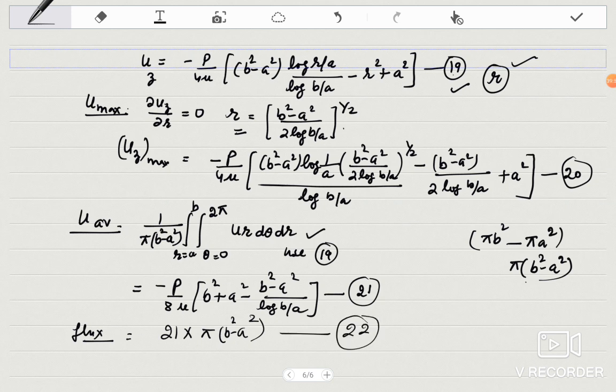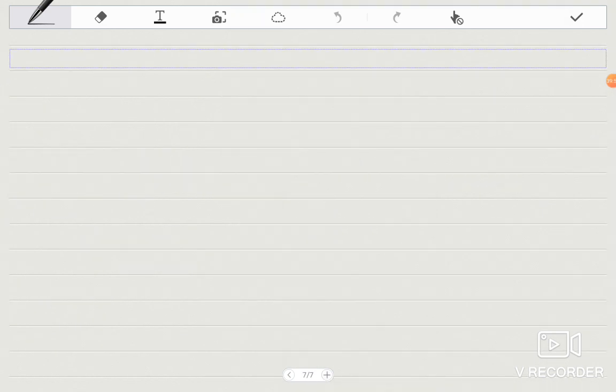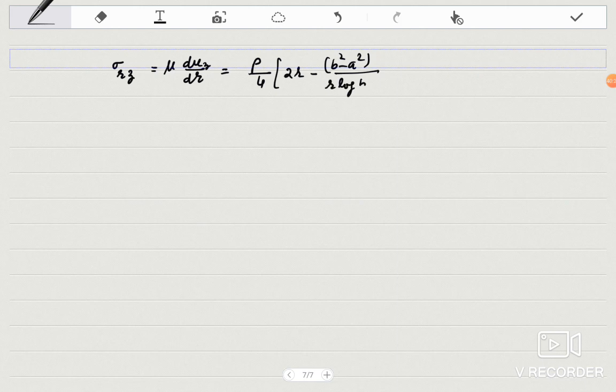So it is flux. Now what is the shearing stress? In this case, the shearing stress will be σ_rz, and by definition it is μ du/dr. Here du means du_z. So you just calculate the derivative of u_z and then solve. You will get P upon 4μ, twice r, and so on. You just do the calculations and match these with these final results, with log b upon a.